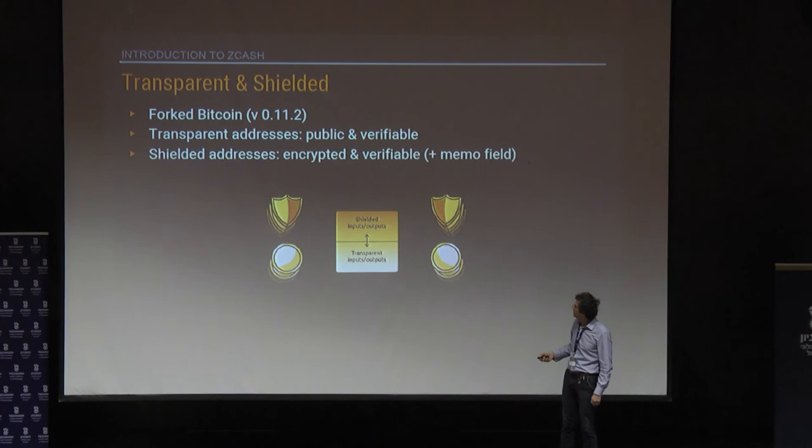So if you send from one shielded address and one transparent address, you could send an unknown amount of Zcash from a shielded address and also send 10 Zcash from the transparent address in a single transaction. And you could deliver five of that Zcash, or you could deliver 15 of that Zcash, to a transparent address and the rest to the shielded address.